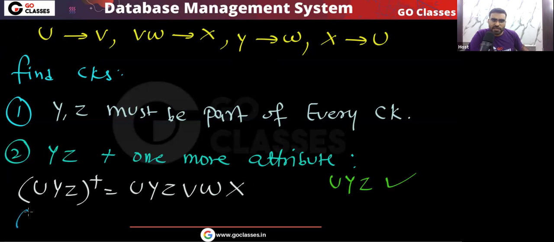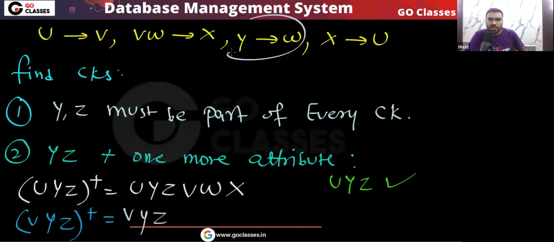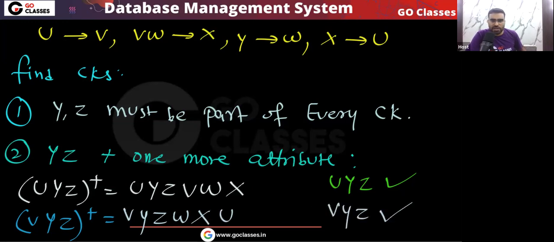What else is a candidate key? Let's see YZ plus one more attribute. Let's take V. What is the closure? This will give you VYZ. Next, Y can give you W. We got W. VW can determine X. Next, X can determine U. So finally we got everything. So VYZ is also a candidate key.